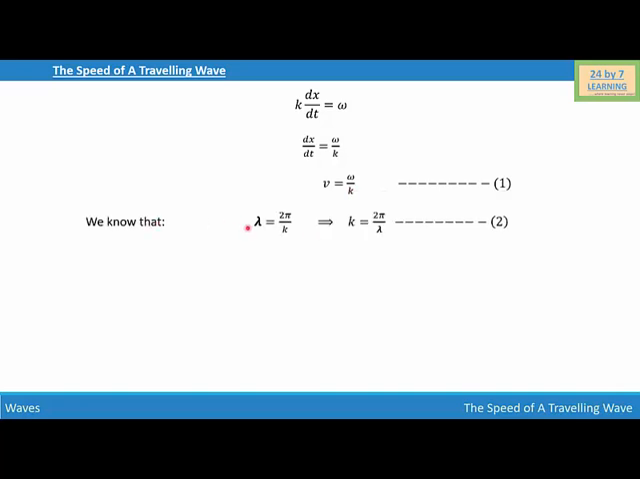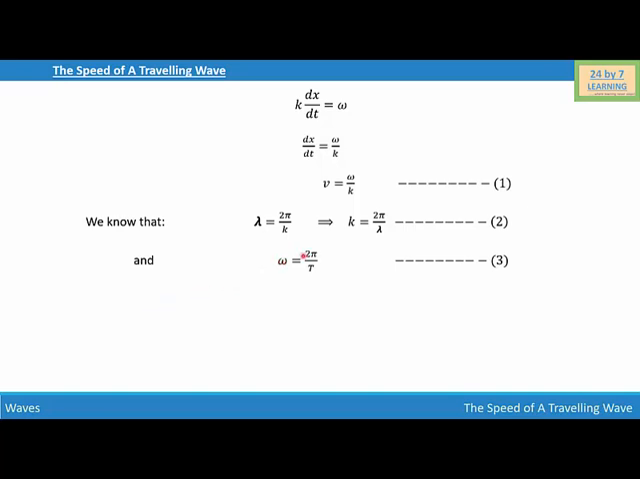We know that λ is equal to 2π/k, so we can write k is equal to 2π/λ, where λ is the wavelength and k is the angular wave number, and let this be our equation number 2. Now we know that ω is equal to 2π/T, and let this be our equation number 3, where T is the time period and ω is the angular frequency.